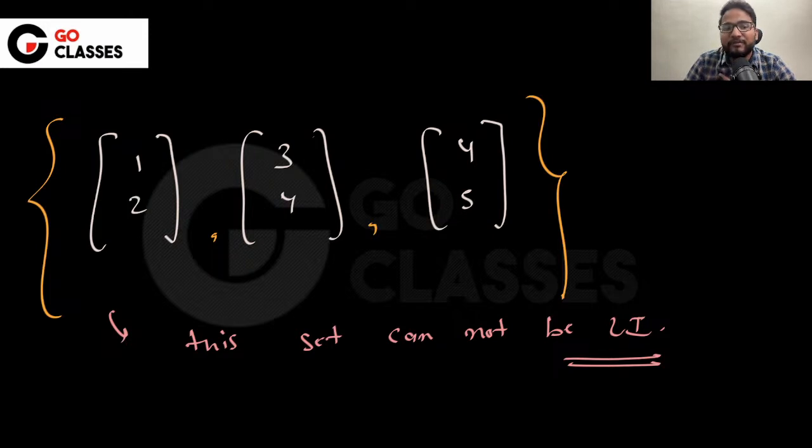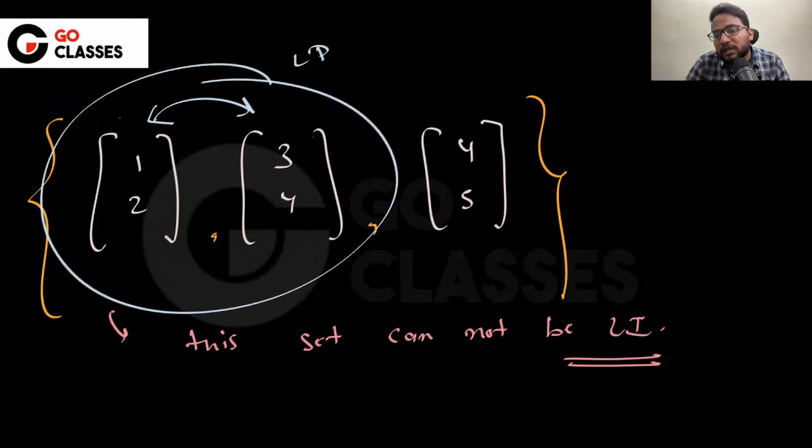Okay, I just want to prove that this set is not linearly independent. Let me show how. Suppose this set is linearly independent, then what will I say? That this and this is also linearly independent. I mean, every two is also linearly independent, because if this were linearly dependent, then how can the complete set be linearly independent, right?